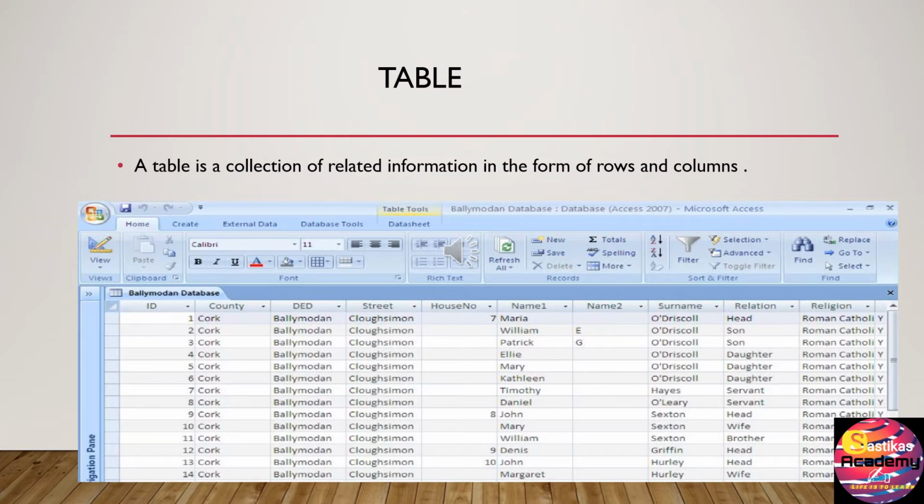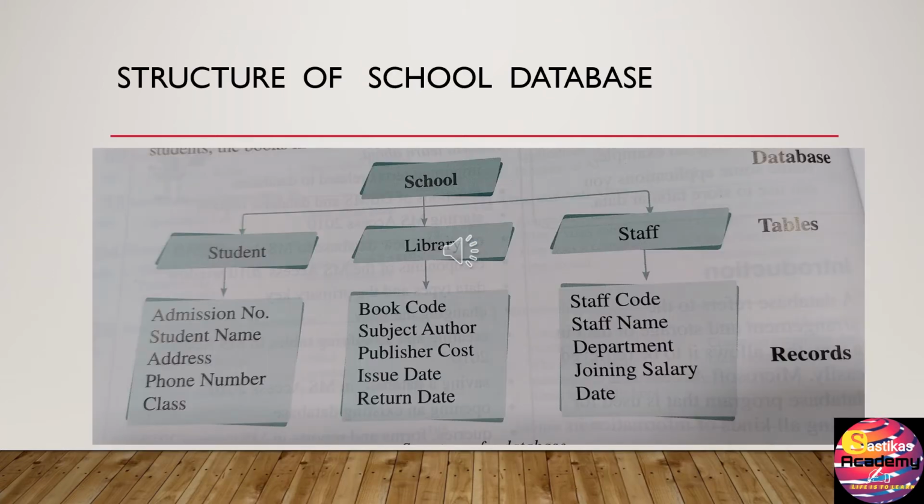Next, the important concept in a database is the table. A table is nothing but a collection of related information in the form of rows and columns. Rows are considered records and columns are considered fields. Look at this picture. This is the structure of a school database. In the school, we maintain a database with separate tables: students, library, and staff.